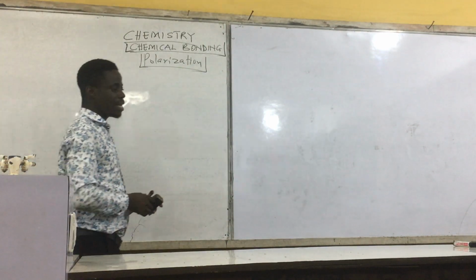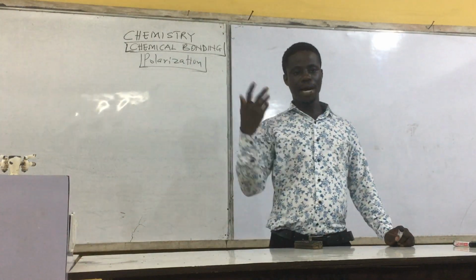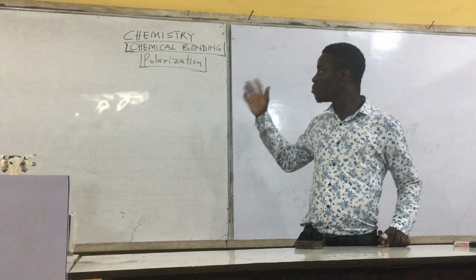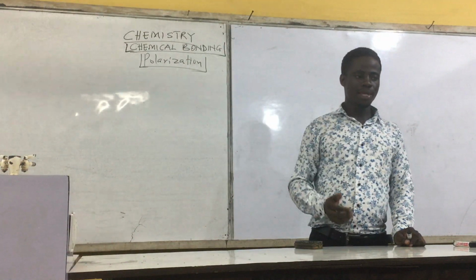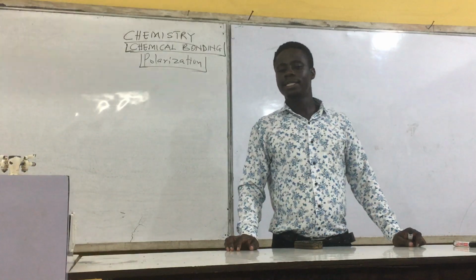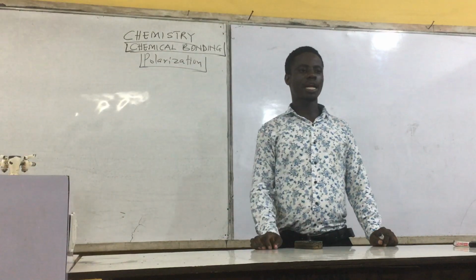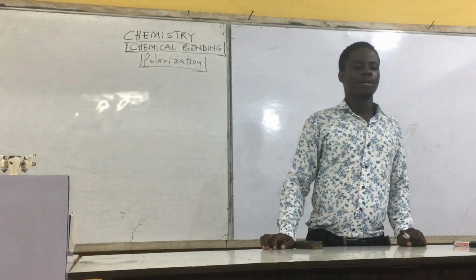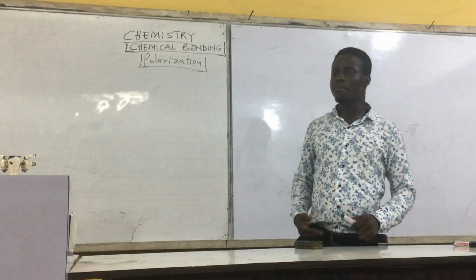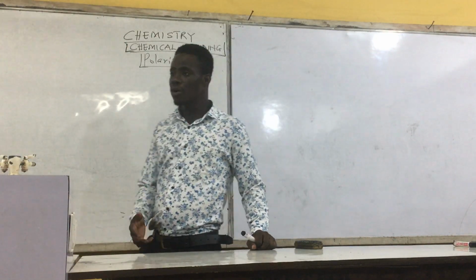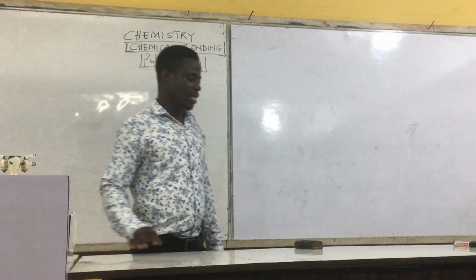We said that polarization is the distortion of the electron clouds of the anion by the cation. We said that under this polarization, we have certain terminologies like polarizing power and polarizability. What is polarizing power? It is the ability of the cation to pull the electron clouds of the anion towards itself. And when we talk of polarizability, it is the ability of the electron clouds of the anion to move towards the cation. So that is what we said basically.